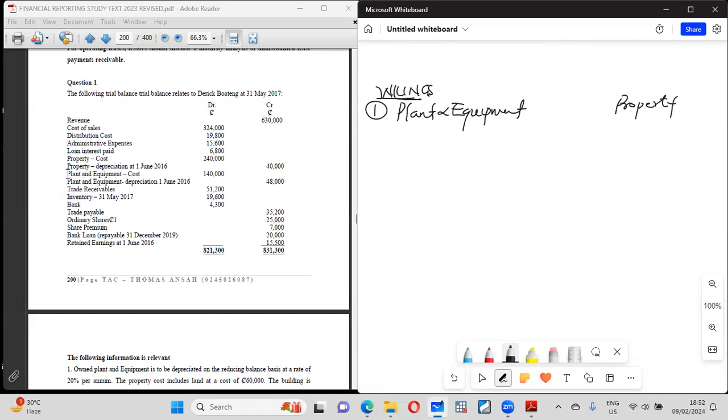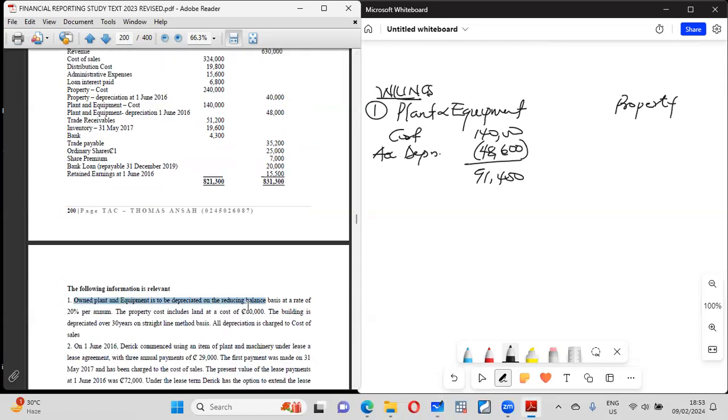Okay, you are told. So here you see that for the plant and equipment, the cost is 140. Then you have accumulated depreciation, as at this time, June, which is 48. You made them do some adjustments, so it was 48,600. Thank you very much. So 140,000 minus 48,600 gives me 91,400. Then what is the policy for the current year depreciation? It says that the plant is reducing balance at 20%. So if I do 0.20 multiplied by that, I have 18,280.